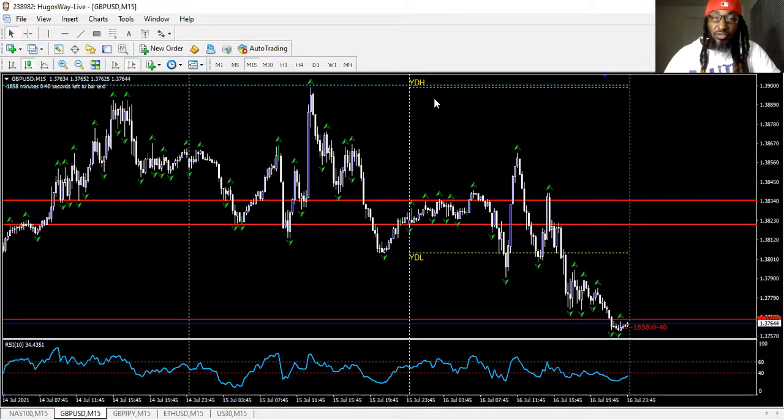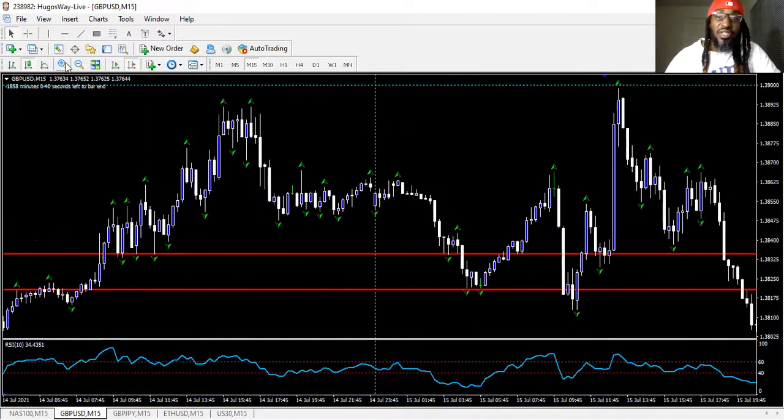And it also gives you the previous day high and the previous day low. So this yellow line is the high from Thursday, and this yellow line here is the low from Thursday. So I also like to use those as another area of support and resistance. All right, so now let's get into this trade breakdown.